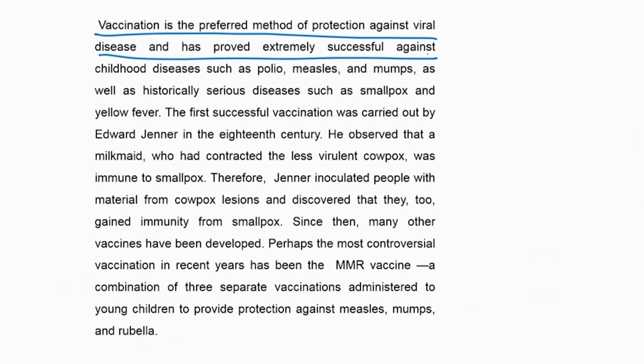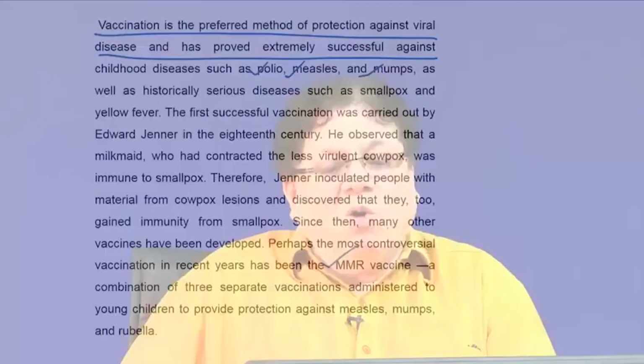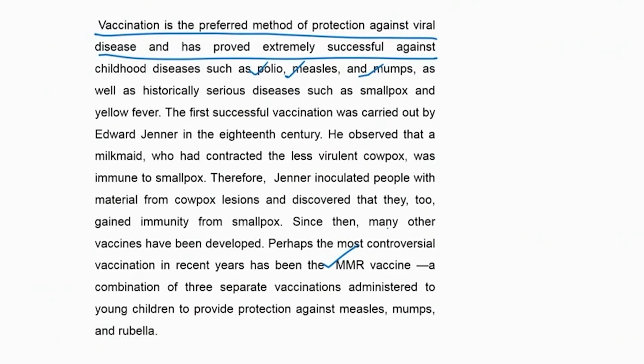So, vaccination is the general route for protecting against the viral infection, and there are different vaccines which are very successful: polio vaccine, measles, mumps, MMR. The MMR vaccine is a very standard one which is given to the babies. However, not all viral infections have vaccines.